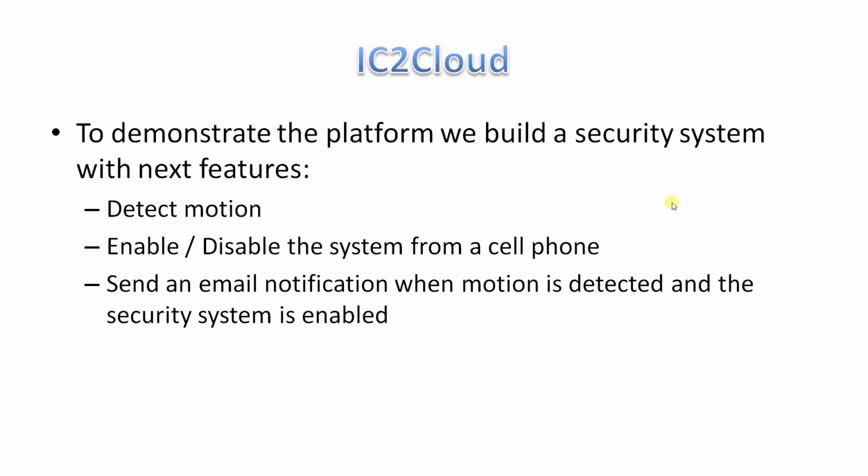To understand how the components of the platform interact, we are going to show you how an application can be created and how it works. We are going to build a security system with the next features: 1. Detect motion. 2. Enable and disable the system from a cell phone. 3. Send an email notification when motion is detected and the security system is enabled.